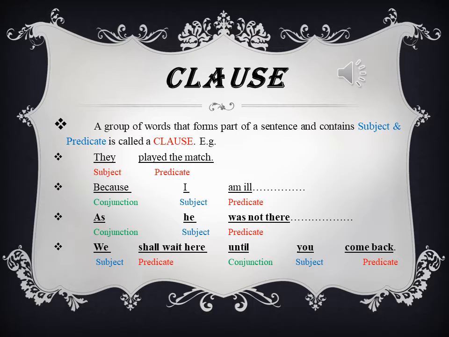We shall wait here until you come back. We is the subject, shall wait here is the predicate, until is a conjunction, you is the subject, come back is the predicate. You find two clauses in this sentence. So in all, a clause is a group of words that forms part of a sentence and it contains a subject and predicate.